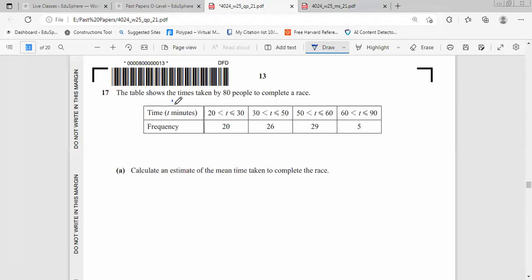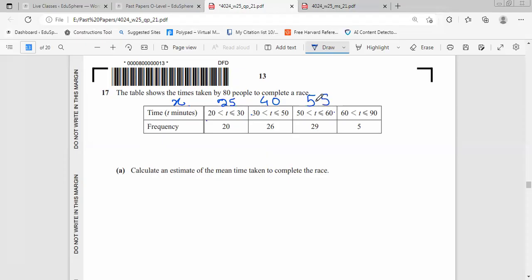So first we have to calculate the value of x by taking the midpoint. Now the midpoint of these values: 20 plus 30 is 50, and 50 divided by 2 is 25. This is the value of x. 30 plus 50 is 80, 80 divided by 2 is 40. 50 plus 60, what do we get? 110 divided by 2 is 55.